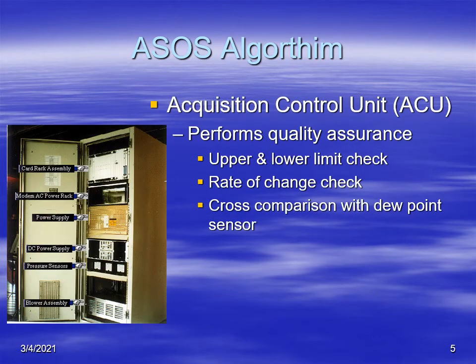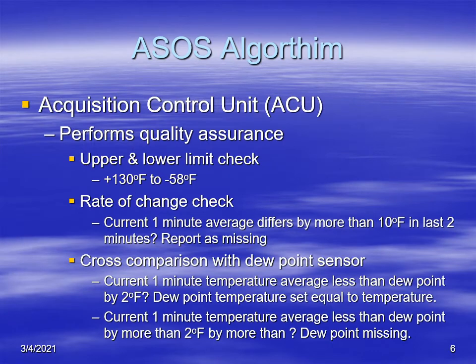The ACU also does 3 quality assurance checks. It performs an upper and lower limit check, a rate of change check, and also a cross comparison with the dew point sensor check. The upper and lower limits, it just makes sure that the temperature is within the range of the sensor, which is plus 130 degrees Fahrenheit all the way down to minus 58 degrees Fahrenheit. If the temperature is outside of that range, there's a problem.